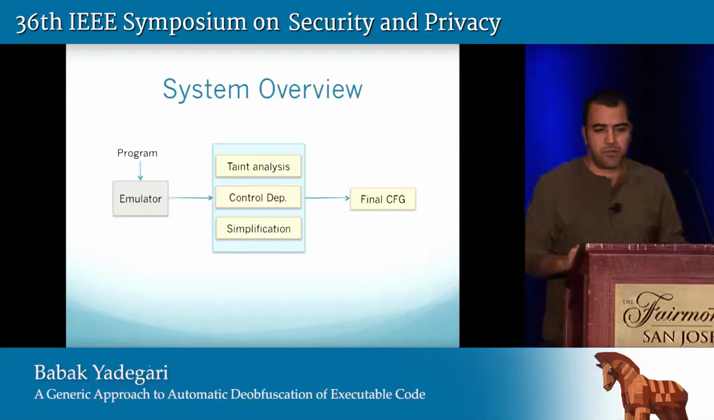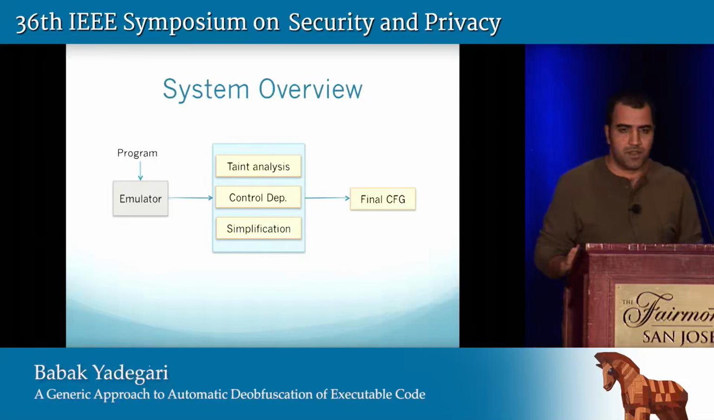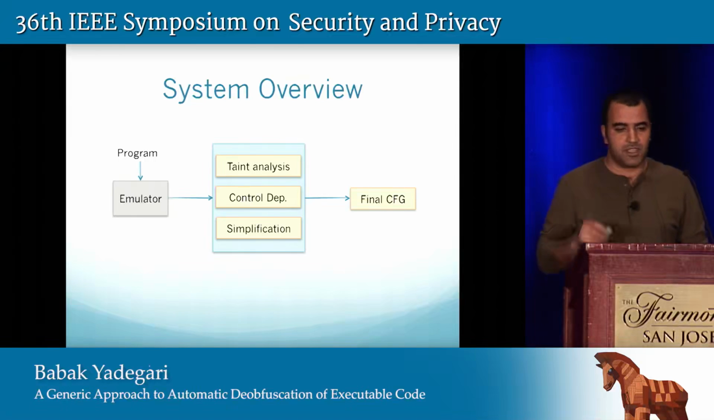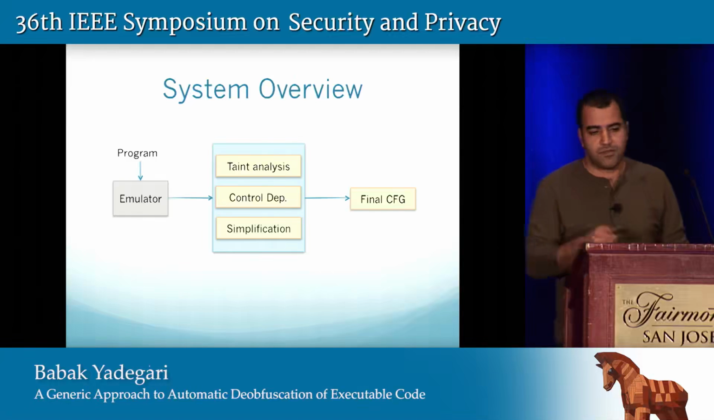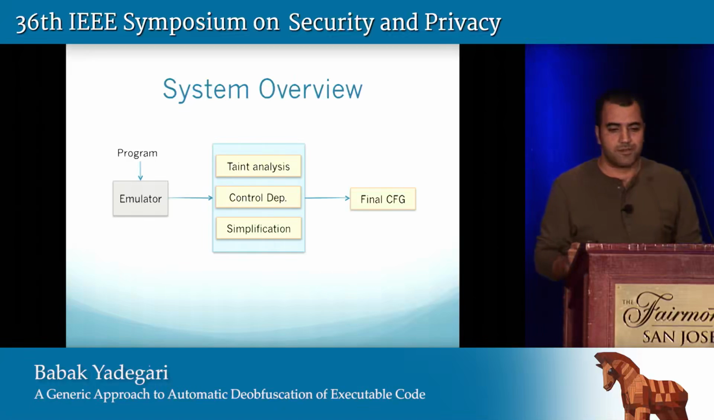This is our system overview. We first get an execution trace of the program using an emulator, which in our case is Ether on top of Xen. Then we identify inputs and outputs of the program. We propagate taint from inputs, and backward from outputs, to identify all the computations that are affecting or are affected by the input and output values. Then we find control dependencies, and then we apply some simplification transformations on the code. And then from the simplified trace, we construct a final control flow graph.